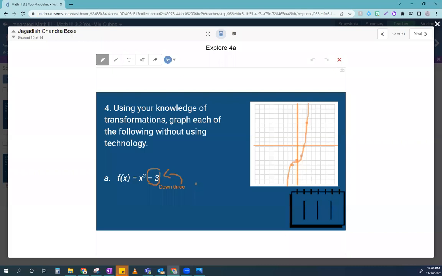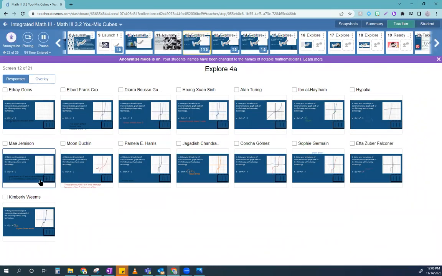If you were the teacher, would you give this person full credit for this, using your knowledge of transformations, graph each of the following? Would you give this person full credit? Everyone says, yeah, I give this person full credit because they're telling me what that number did to my function, right? That it told me.